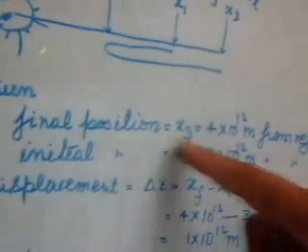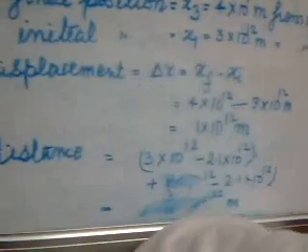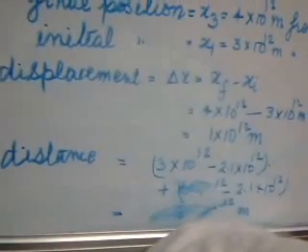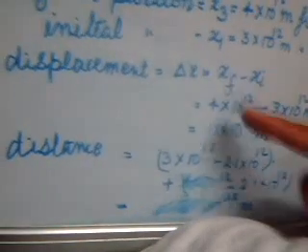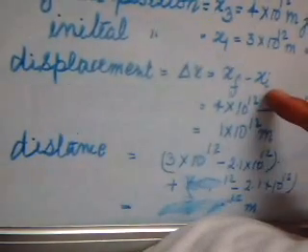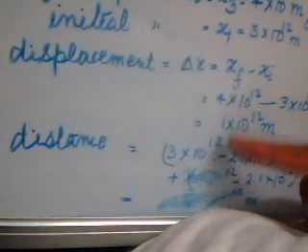Now the problem. The final position of the spacecraft is given at x3, initial position is x1. As we know from the formula, displacement delta x is equal to xf minus xi. xf is x3, xi is x1. We can easily calculate the displacement by this formula.